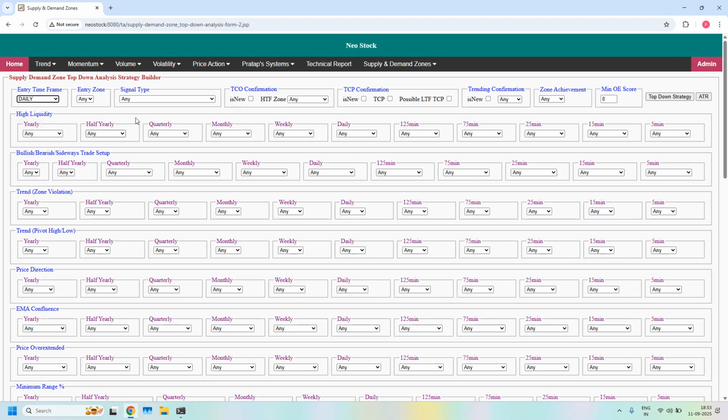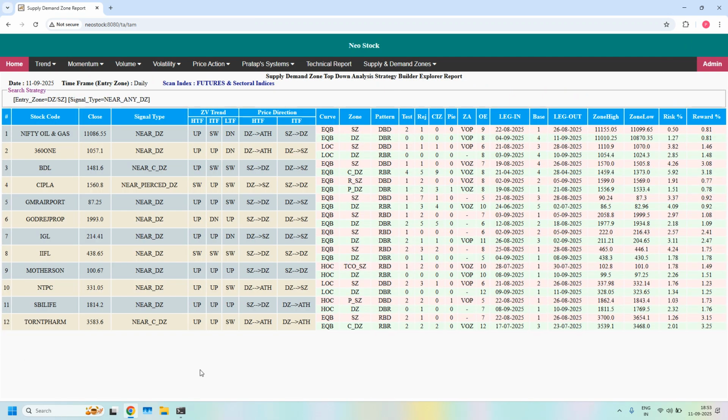First, daily time frame, stocks near to the daily demand zone. We got 12 stocks. And BDL is having a high liquidity zone. Torrent Pharma is having a high liquidity demand zone. We got 2 daily high liquidity demand zones.